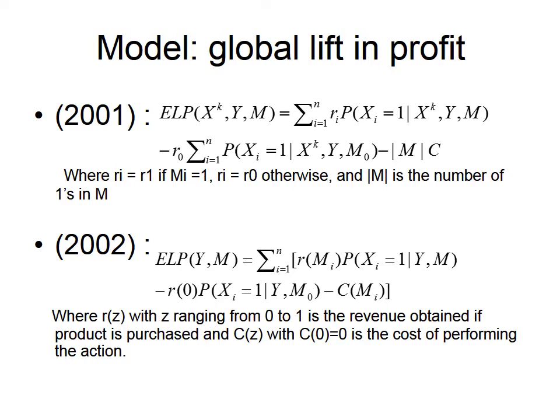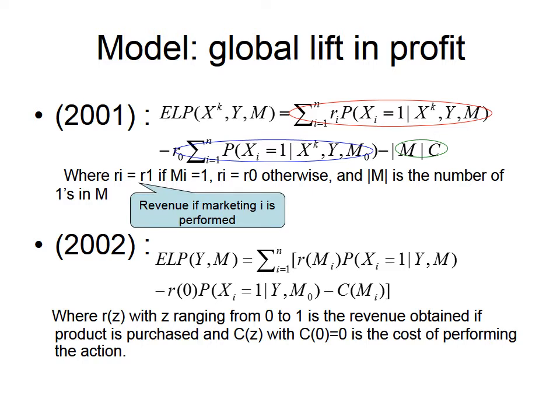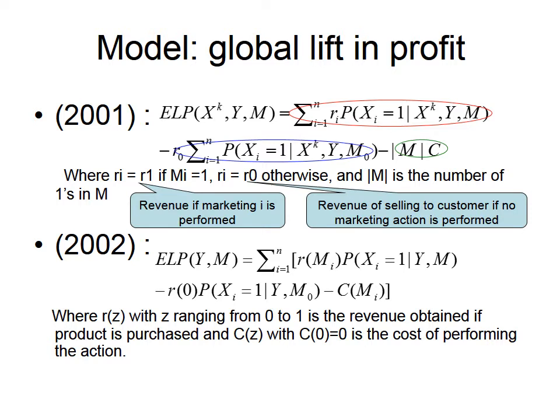So with these probabilities in hand, we can define the global lift in profit now. So the ELP here represents the expected lift in profit. It is defined as the total revenue after marketing action, which I marked using the red circle here, minus total revenue with no marketing action, which I marked using the blue circle here, and minus total marketing cost. Note that here R1 is defined as the revenue from customer i buying the product if marketing action is performed to him, while R0 represents the revenue of selling the product to customer i if no marketing action is performed to him.